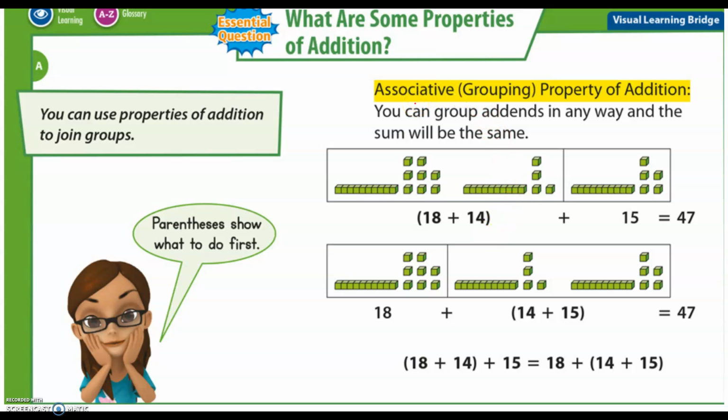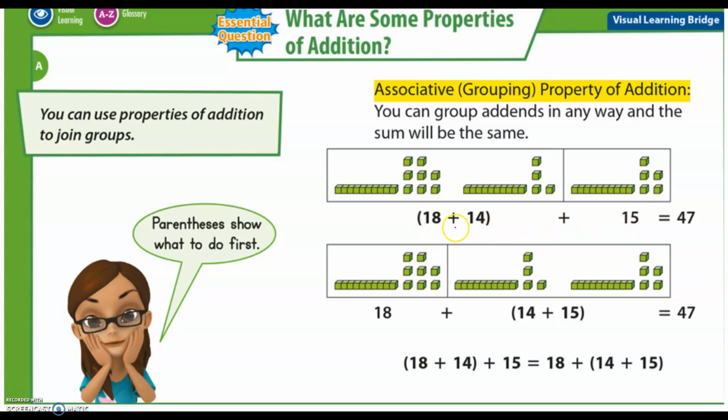The first property we're going to talk about is the associative property of addition. The associative property is the grouping property. It tells us that you can group the addends in any way and the sum will still be the same. So if you look at the example, we have 18 plus 14 plus 15.